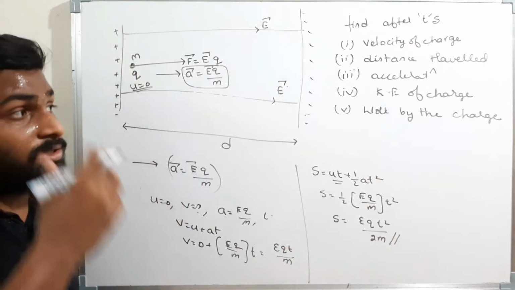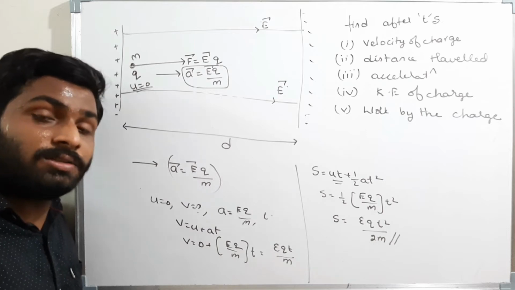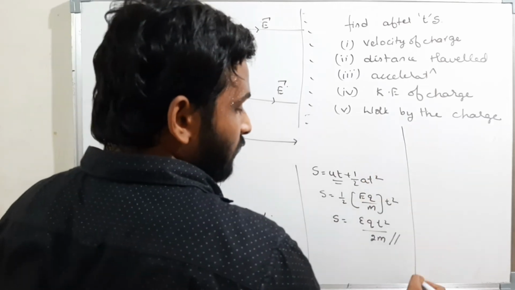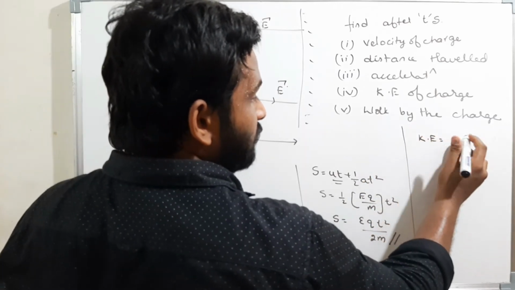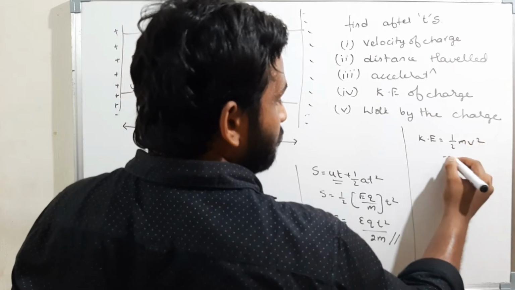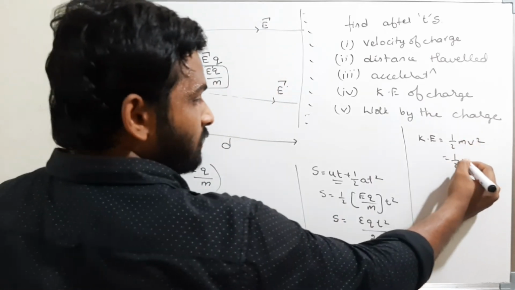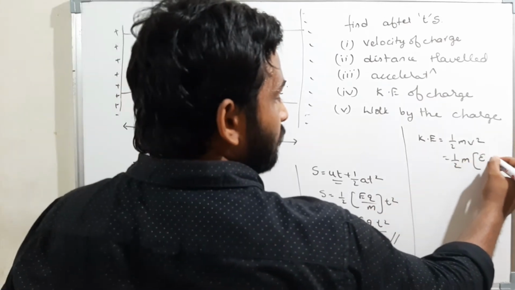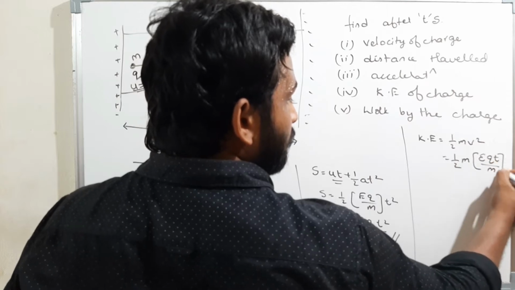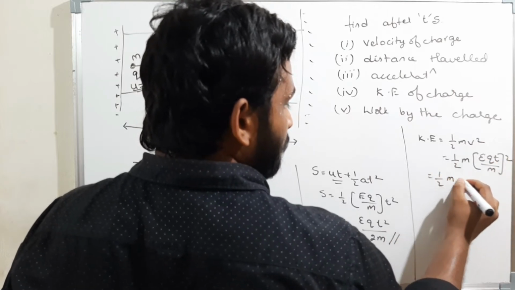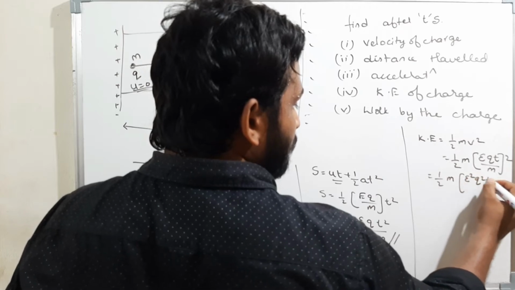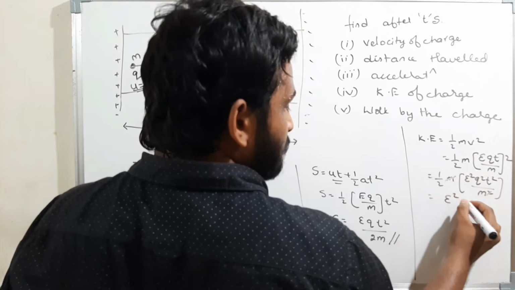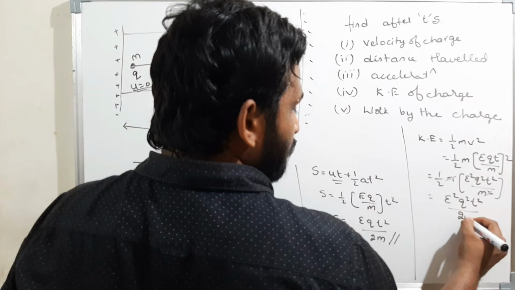Okay, well and good. Now, next one, how are they able to find the kinetic energy of the charge? How can I find the kinetic energy? You guys know it. The kinetic energy of the charge is nothing but half m v square. That is half m. Now what is the velocity? The velocity is eEt by m, whole square. That is nothing but half m e square E square t square by m square. One m cancelled. What is remaining? e square E square t square by 2m.